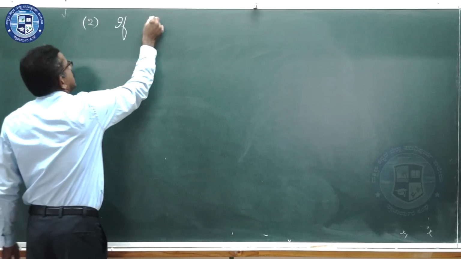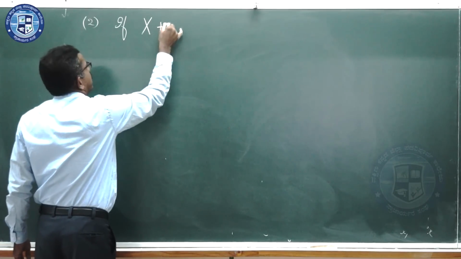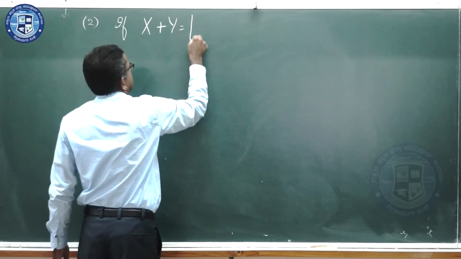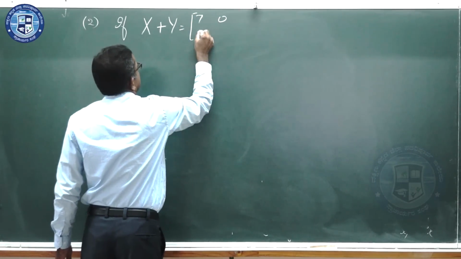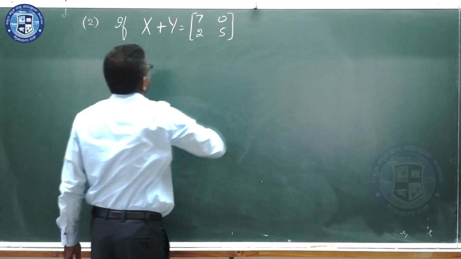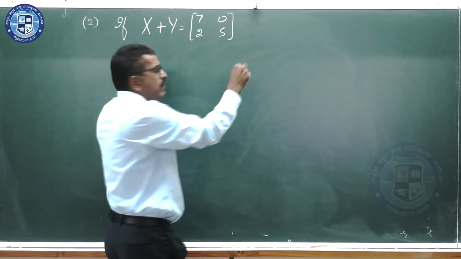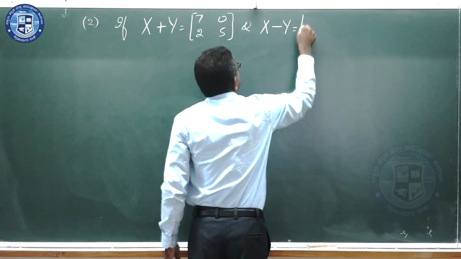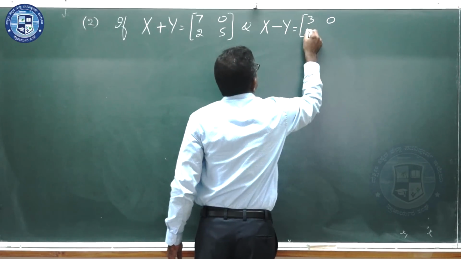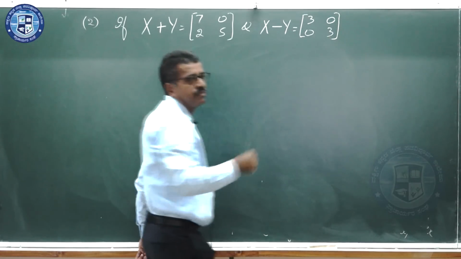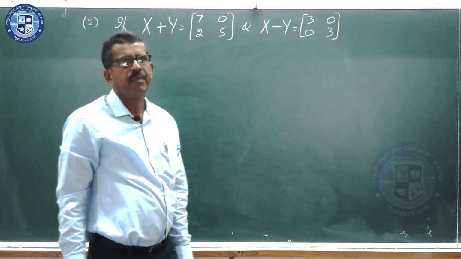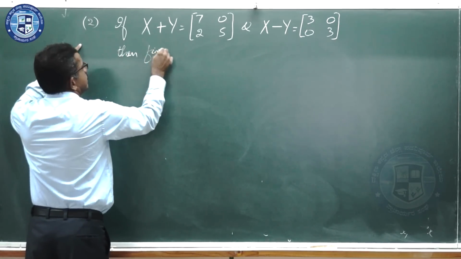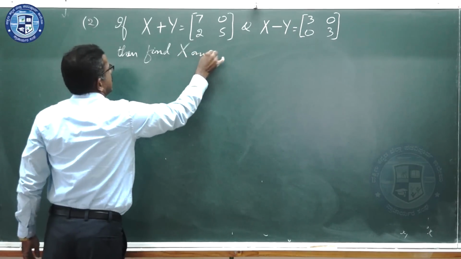Suppose x plus y, the sum of two matrices, is given as a 2 cross 2 matrix: 7, 0, 2, 5. And the other equation given is x minus y equal to 3, 0, 0, 3. So these are the two matrices given. You are asked to find x and y.